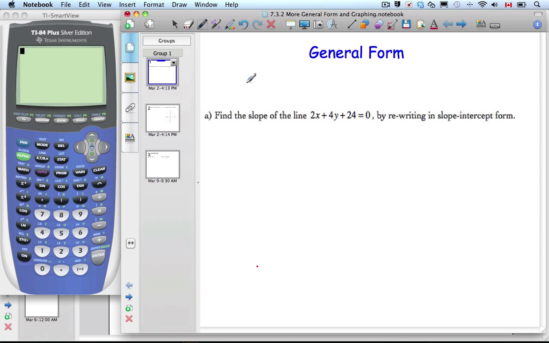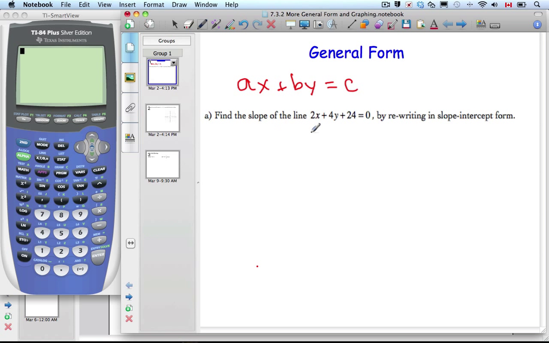We're here to talk about the general form of linear equations. What is the general form? That's when you have ax plus by equals c. Now we're going to find the slope of the line by rewriting the equation in slope-intercept form, like the y equals mx plus b form.